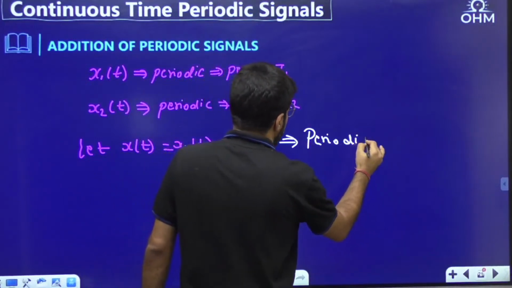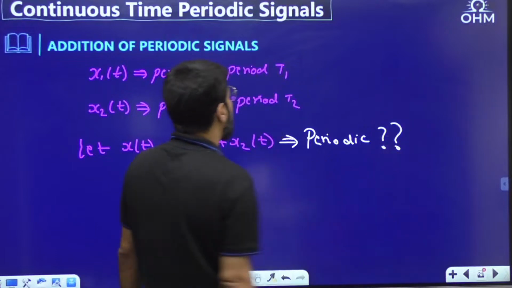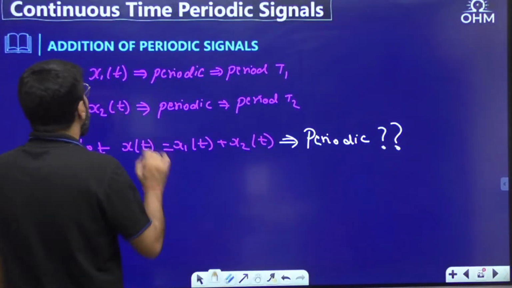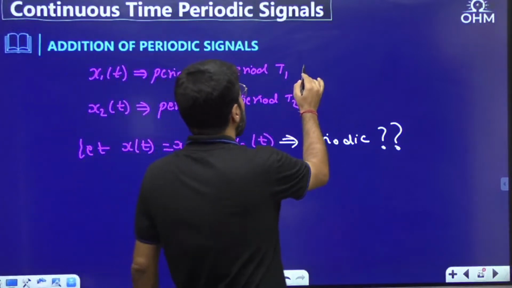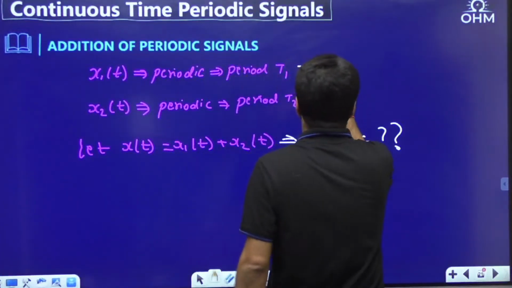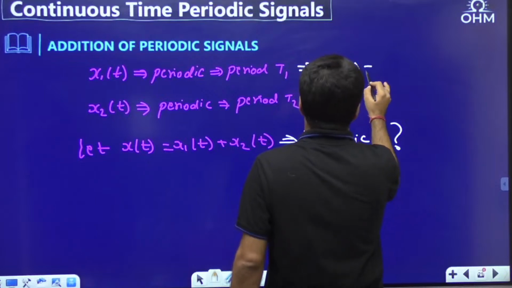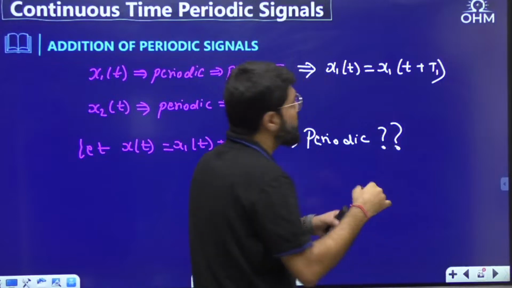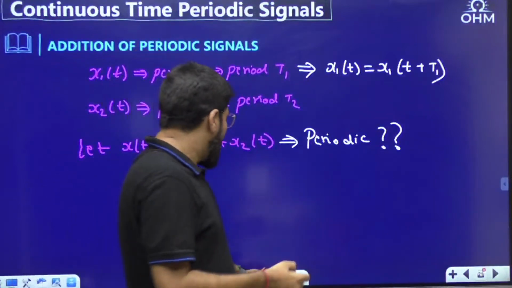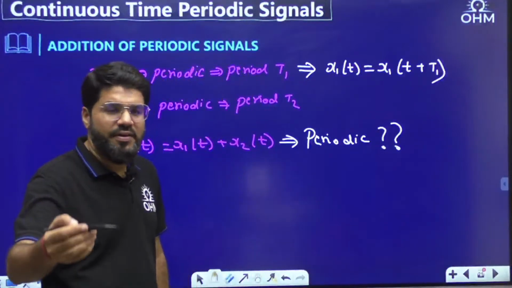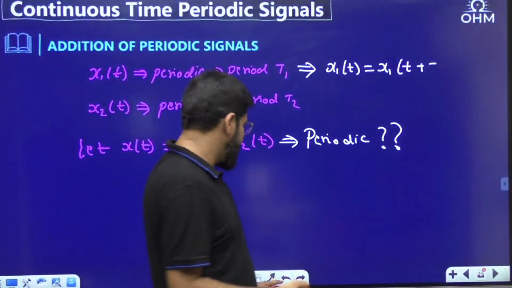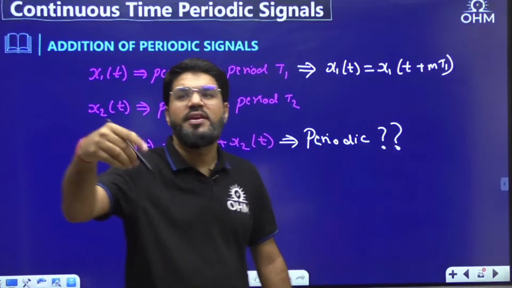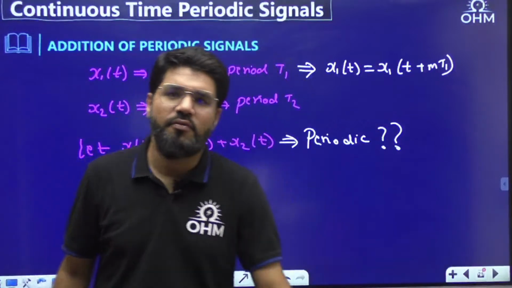So, is this periodic or aperiodic? Now, because the signal x1(t) is periodic with period T1, I can say that x1(t) is equal to x1(t plus T1). The value of the signal repeats after T1, or after 2T1, 3T1. In general, it repeats after every integral multiple of T1, say m T1.